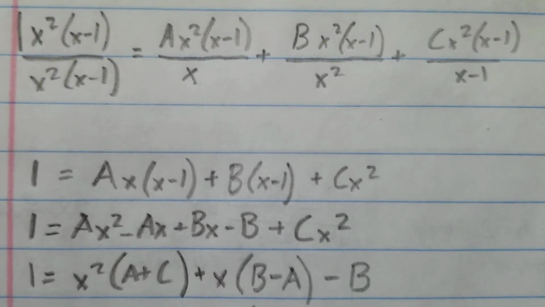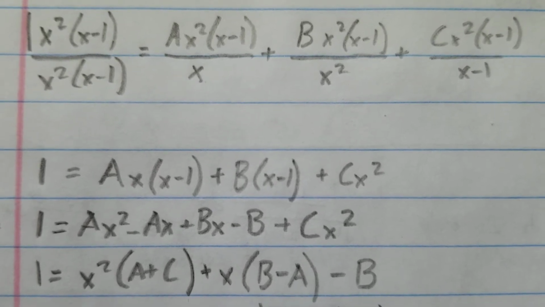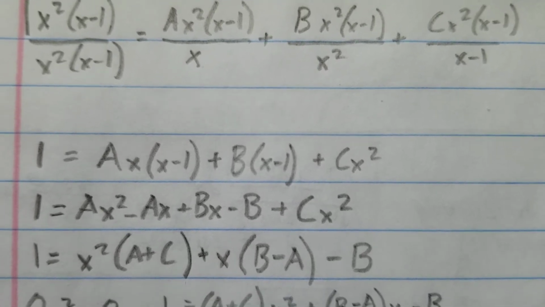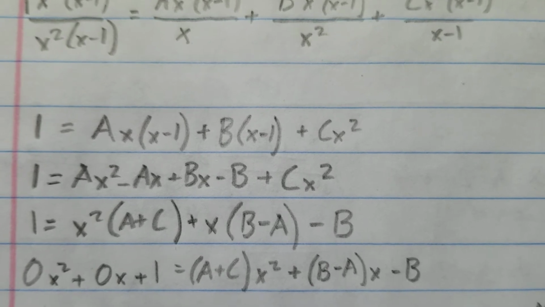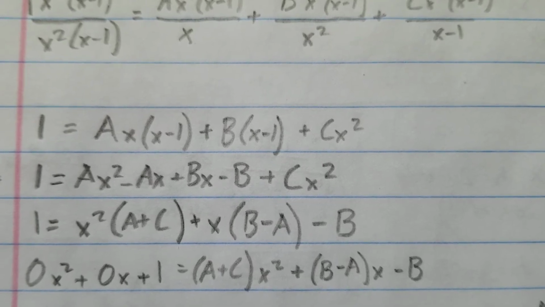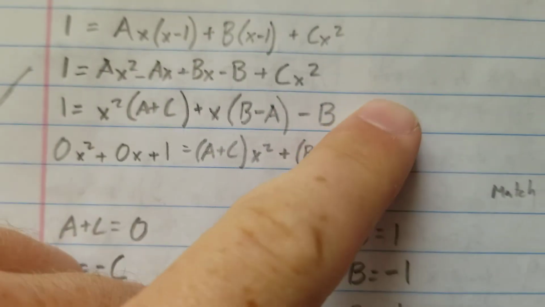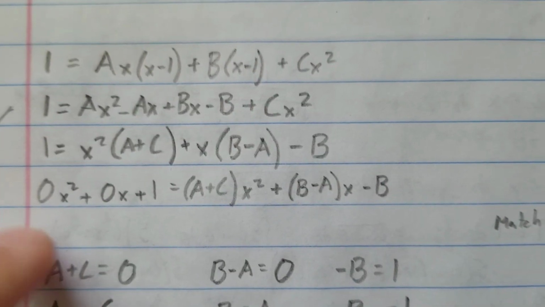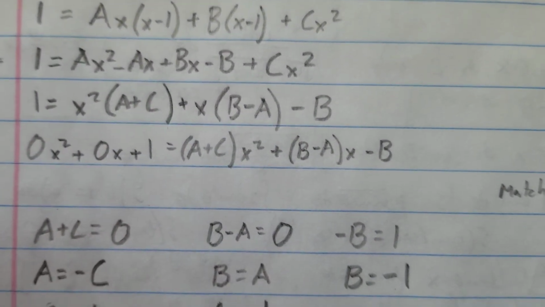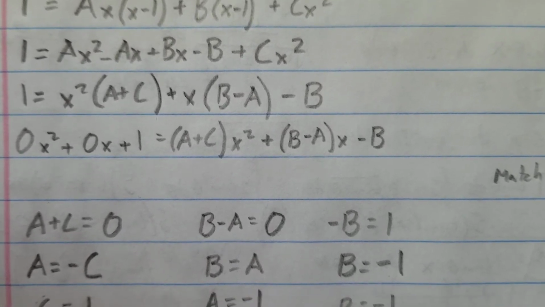Then we can rearrange it again to get the coefficients of the x terms. So we have 1 equals x squared times a plus c, plus x times b minus a, minus b. So then we can also put these coefficients on the outside and set the coefficients of the certain x terms equal to each other. So then we'll get a plus c is equal to 0. And we'll get b minus a equals 0. And minus b will equal 1. So we can rearrange it. So a equals negative c, b equals a, and b equals negative 1.